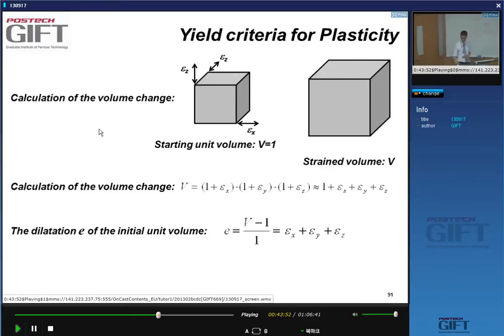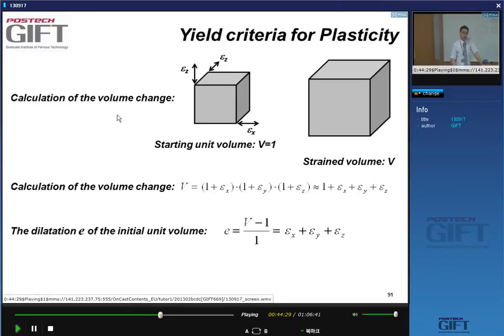Okay? All right, and what we'll see is that the hydrostatic component will be responsible for volume changes, and the deviatoric component is the stress component which is responsible for shape changes. Yes? But first let's do a little bit of the math to show this, and also see how this is connected to yielding.